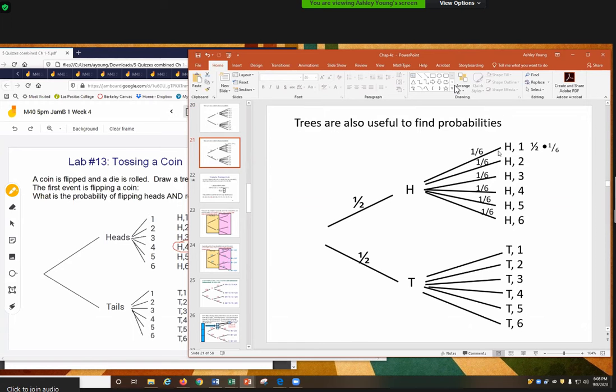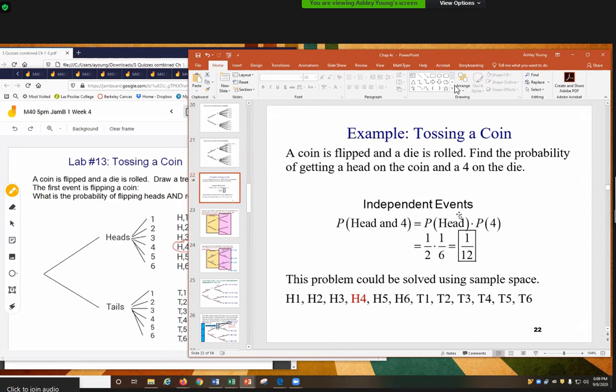So how to get from heads to 4, I'd go 1/2 times 1/6, and that would get me here. They're independent events, so you can just multiply their probabilities. Probability of heads times probability of 4, 1/12. You can also use the sample space because they're all equally likely. So there's 12 items, and 1 out of the 12 is the one that you want.